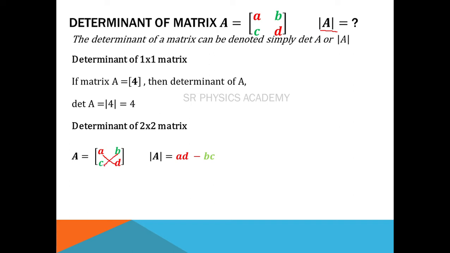Then subtract the product of the elements on the secondary diagonal. Here the two elements are A and D. The product of these two elements minus the product of the other two elements. Okay, clear? So AD minus BC.